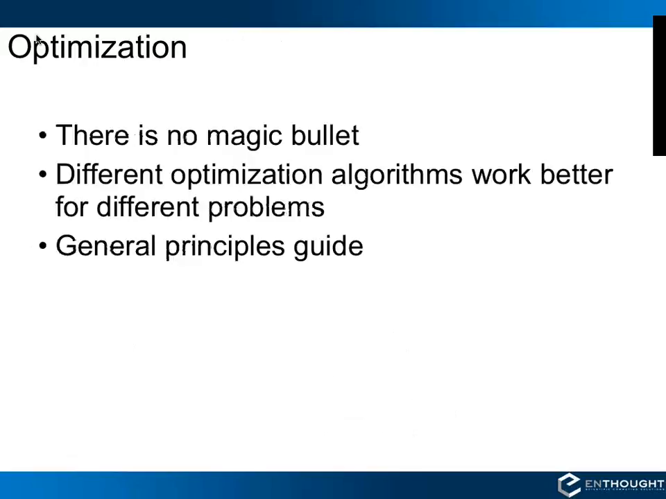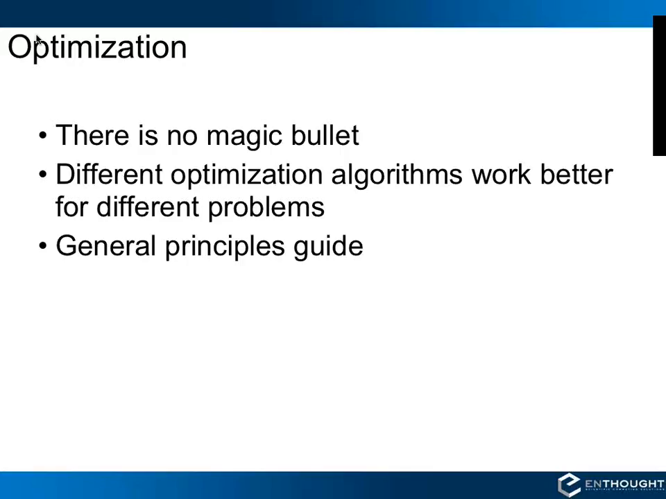So one thing to say about optimization before we start talking about some of the methods in SciPy is there is no magic bullet. Optimization is kind of an art form because it really depends on your problem as to which method is going to work best for it. Really the landscape of the objective function and what it looks like.